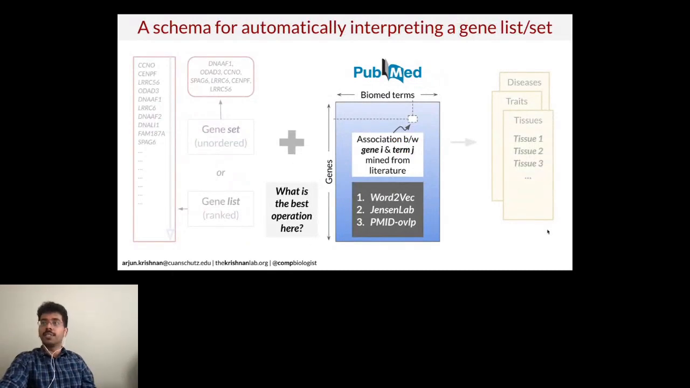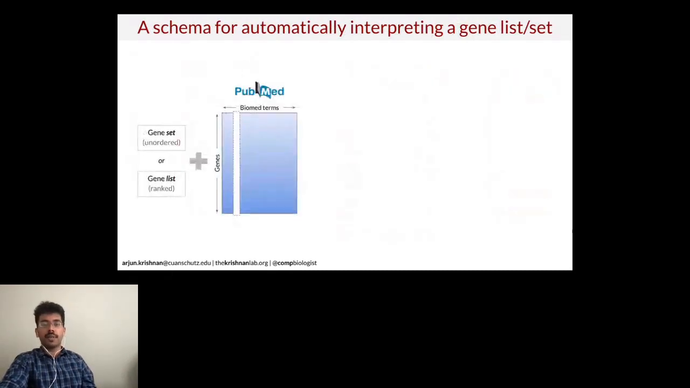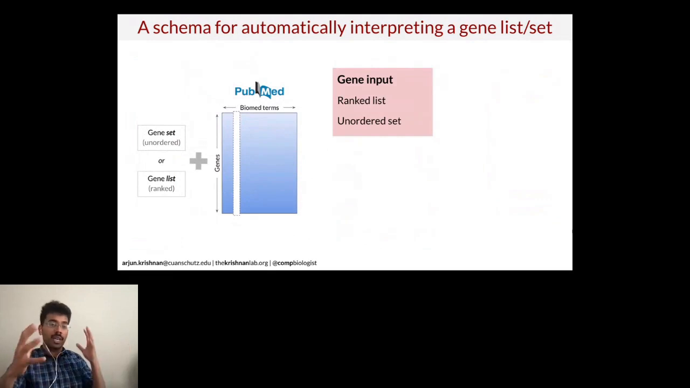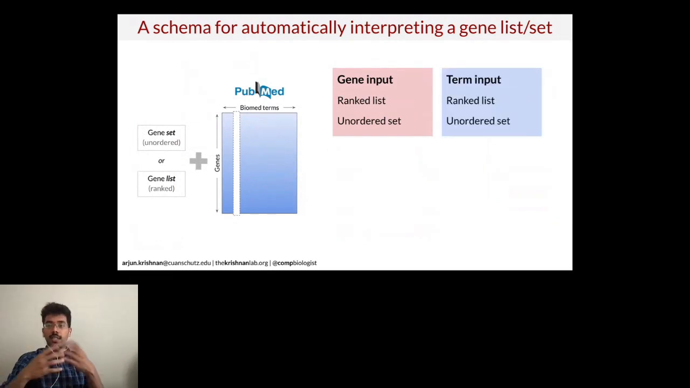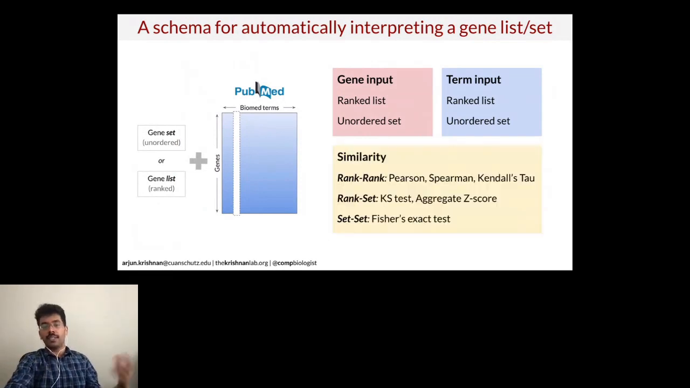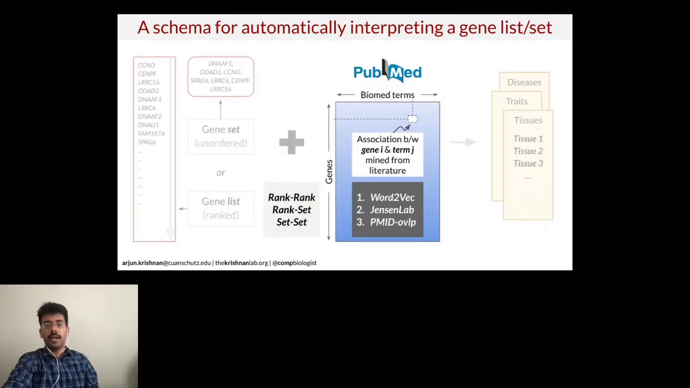And then what about this operation here? What we are trying to do is, like I said, we want to keep this super flexible, which means that the gene input can come as a ranked list or an unordered small set. The term input can again come as a ranked list or an unordered set, from the literature. So we implemented a bunch of similarity measures that will take any type of input: rank and rank, rank and set, or set and set, across gene and term. These are all very standard methods. So we try all of them, and then we plug this into this framework.